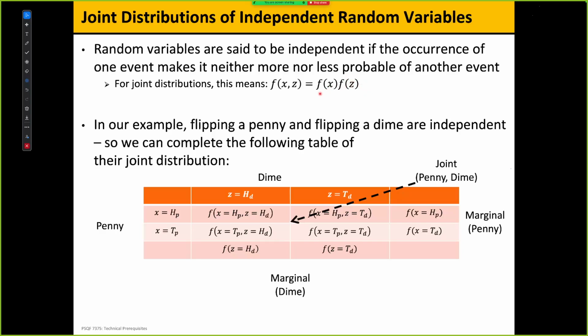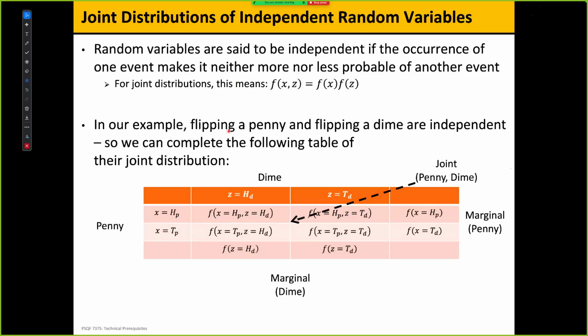So remember, f of x, what does it return? It's the height of the distribution of x. In our case, it's a probability of heads, right? Or whatever x happens to be. And f of z is the height of its distribution. So the product of those two is equal to the height of the joint distribution when the variables are independent.